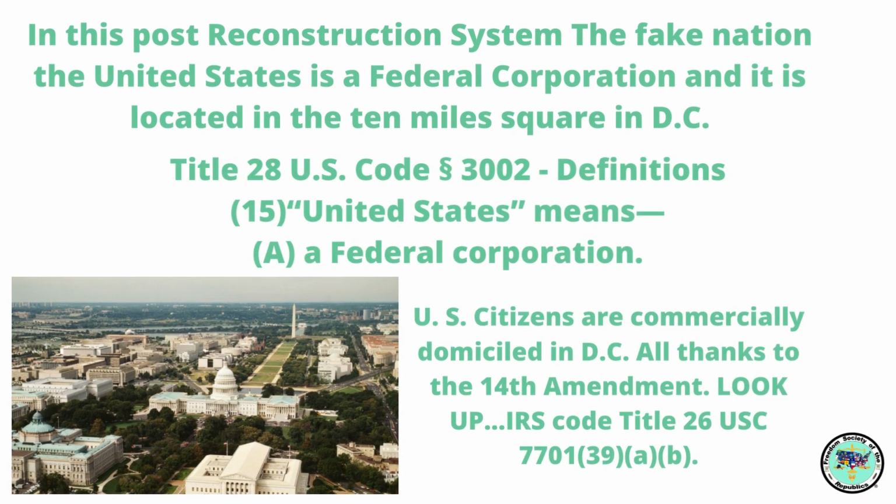In this post-Reconstruction system, the fake nation, the United States, is a federal corporation, and it is located in the 10-mile square in DC. Now, by their own admission, in their criminal code, the United States means a federal corporation. And I will add here, citizens are commercially domiciled in DC, all thanks to the 14th Amendment. Look up this IRS code.